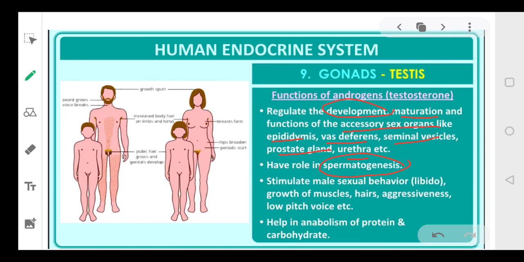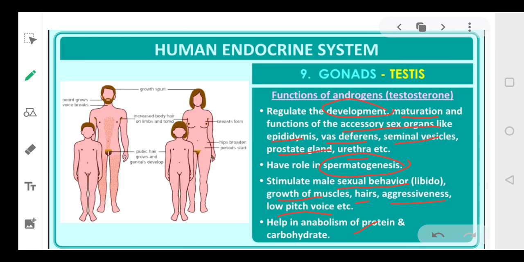And at the same time, it also stimulates male sexual behavior. Male sexual behavior means the children start maturing into male adults, and they develop behavior just like adults. There is a growth of muscles, there is a growth of hair, the child becomes aggressive, and the voice becomes deep. This also helps in anabolism. Anabolism means it helps in the synthesis of proteins and carbohydrates.